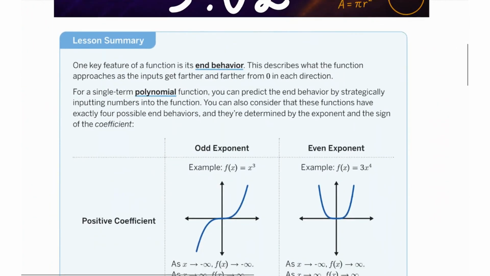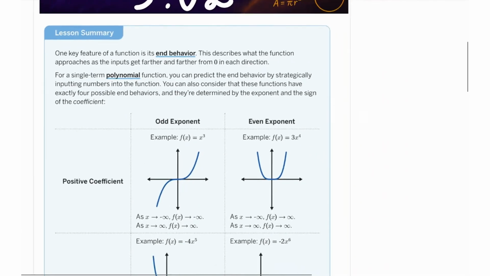Lesson 3.02 really covers a couple of main things. We're introducing this new type of function called a polynomial function. We are going to be talking about a couple different things about this. Really, the end behavior is the main focus of today's lesson, where it describes what the function approaches as the input gets farther away from zero in each direction.